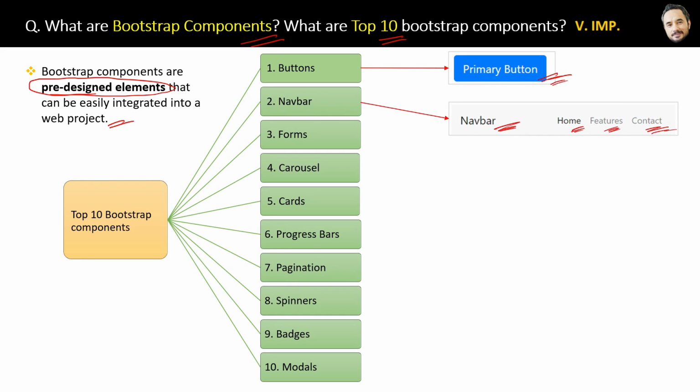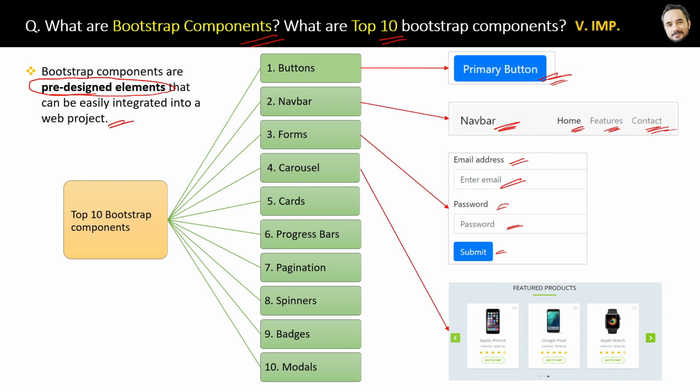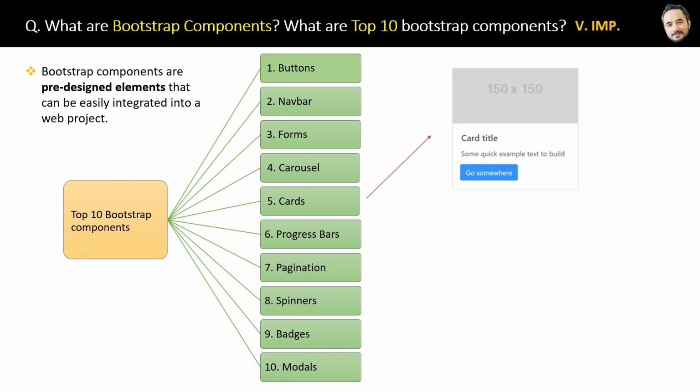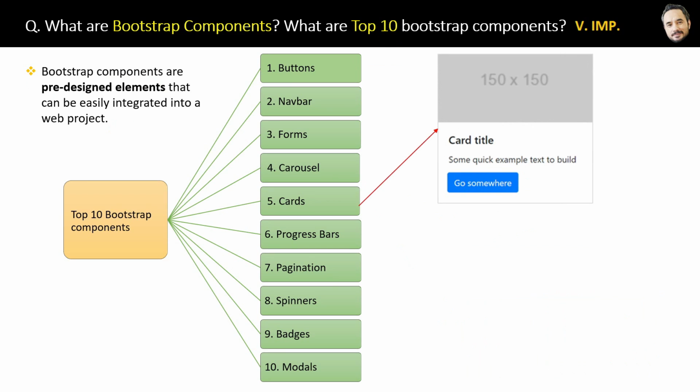They provide a navigational header that helps users move through a website. It includes features like responsive behavior, drop-down menus, and support for brand logos and links, right? Then forms. Bootstrap form components make it easy to create structured and interactive forms, and validation will be very easy. Fourth is carousel. Carousel allows you to create a slideshow of images or other content. Okay, by clicking these left-right arrows you can see the whole slideshow.